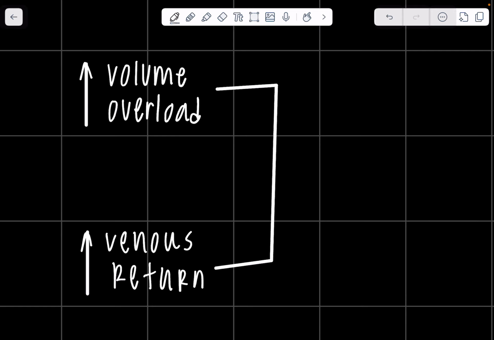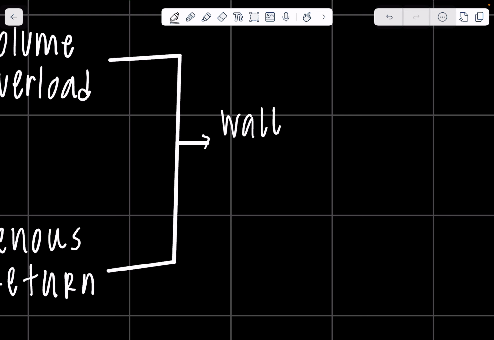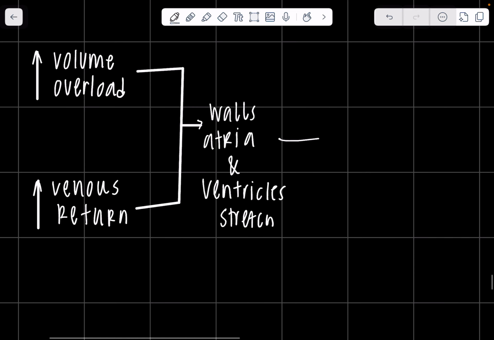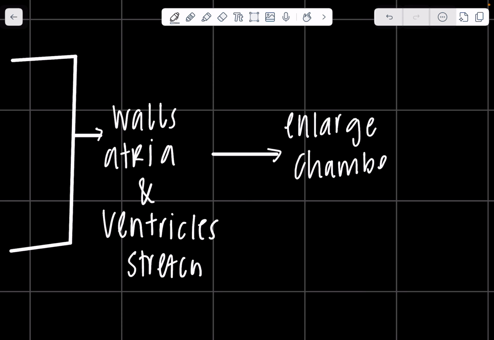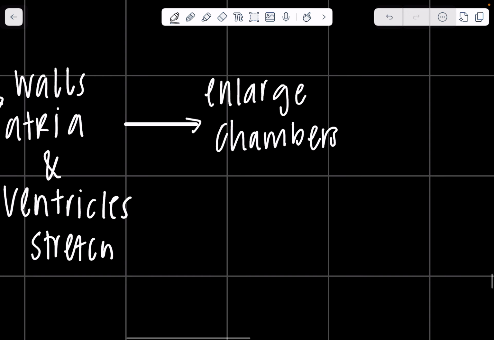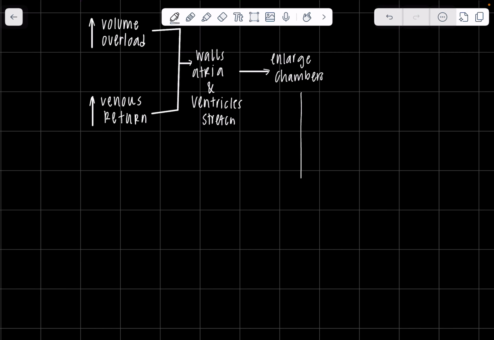So with the volume overload and the venous return increasing, our heart will respond in kind of two related ways. One is the walls of the atria and the ventricles will start to stretch. And the reason why they're stretching is because they want to enlarge or stretch the chambers of the heart, just to accommodate some of that extra volume and venous return that they have to deal with. Enlarge the chambers. Yep.